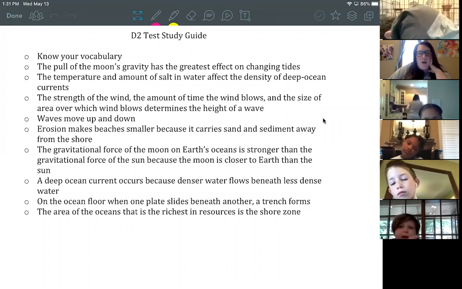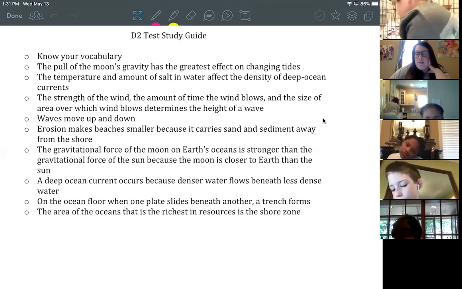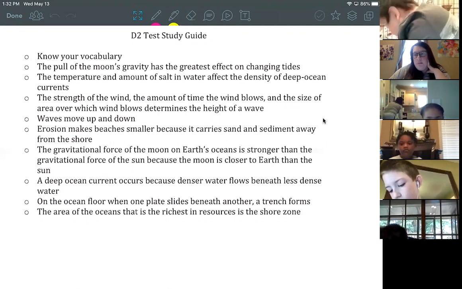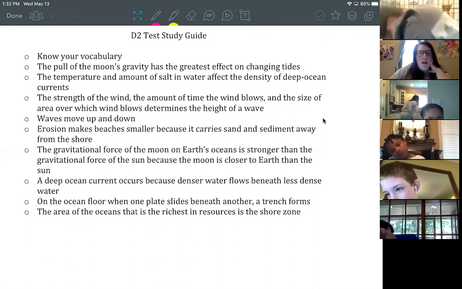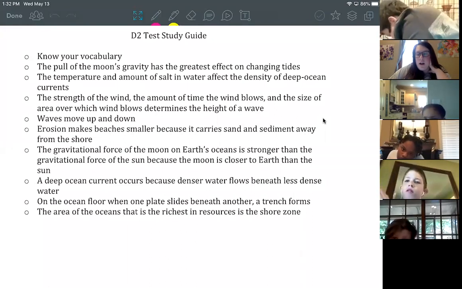You need to know the pull of the moon's gravity has the greatest effect on changing tides. So it'll give you a question like, what has the greatest effect on changing tides? It's the moon's gravity. The moon has the biggest effect on the tides because it's the closest body to us. We're closer to the moon than we are to the sun. The temperature and amount of salt in water affect the density of deep ocean currents. So deep ocean currents we talked about the other day. The temperature of the water and the amount of salt in the water affects that current.